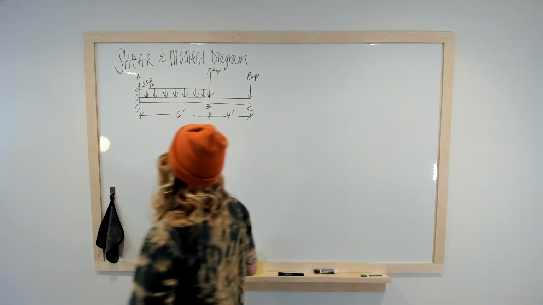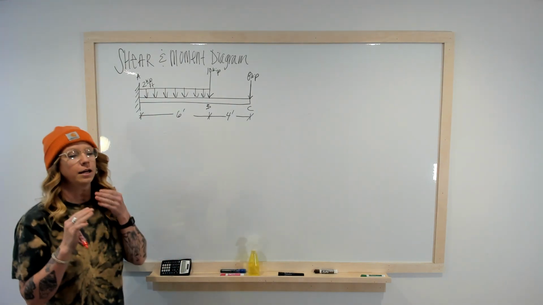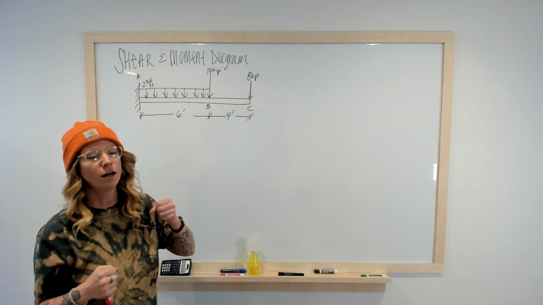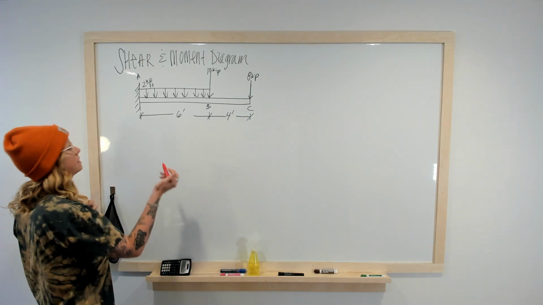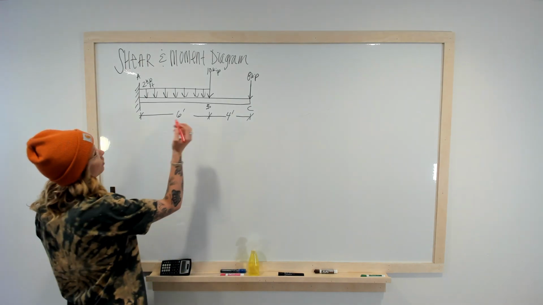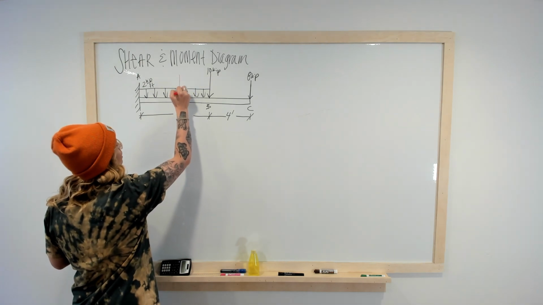We can do that when we have this distributed load. We need to have a point, right? When we do sum of the moments, it's going to be a force times a perpendicular distance. So we need a perpendicular distance, and we need an equivalent point load. So that is going to be right here in the middle.